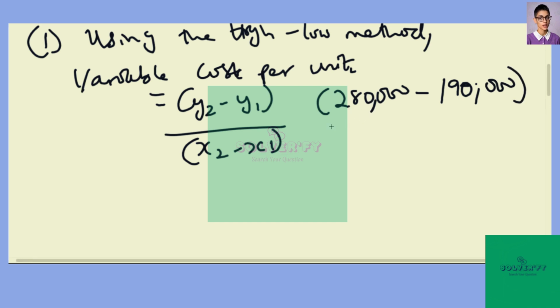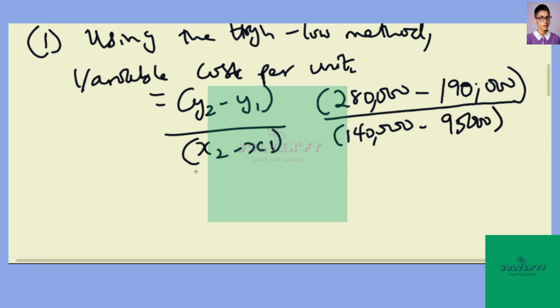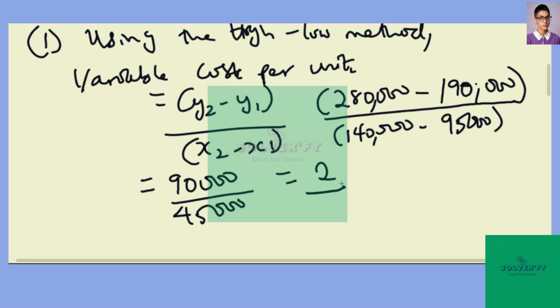And x2 is the number of units or labor hours at the highest level of activity, and from the table it is 140,000. And then x1 is the number of units or labor hours at the lowest level of activity, and from the table it is 95,000. So we're going to work this out, and the variable cost per unit when you solve this is going to be equal to the difference, 90,000 divided by 45,000, and the answer is 2. So that's the variable cost per unit.